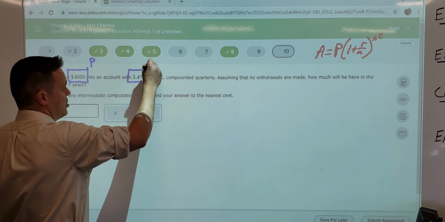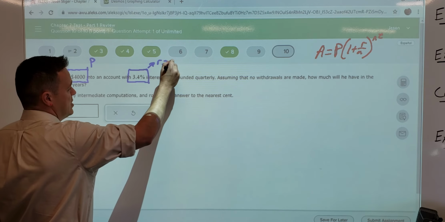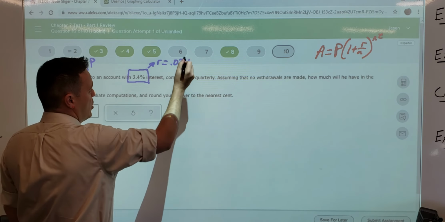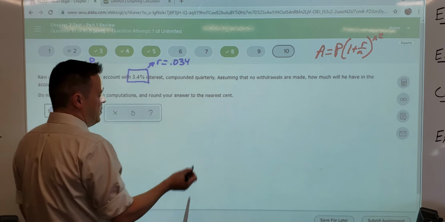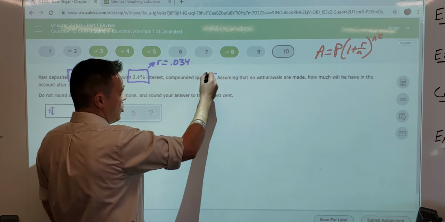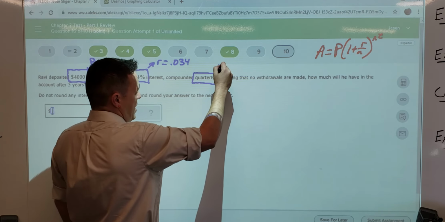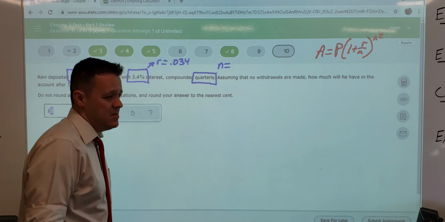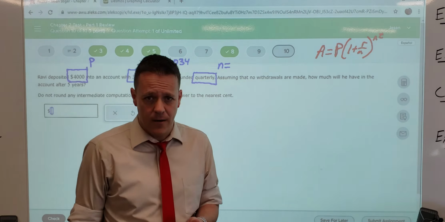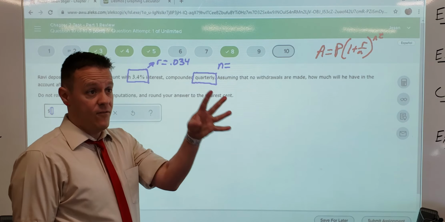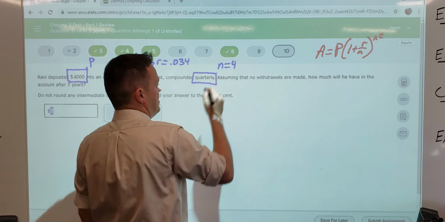Okay, this would convert to, this is my R, which equals 0.034. And then the last key piece is compounded quarterly. N equals how many times something is compounded in a year. Quarterly is 4. Okay, so this would be 4.